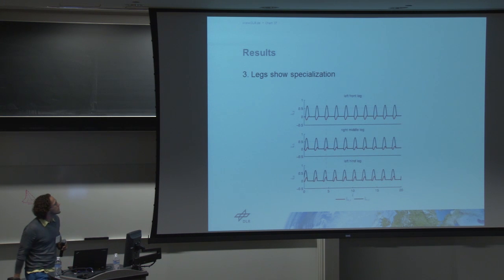Another thing is we observe leg specialization that has been shown for insects too. So this means each leg does a different thing. So they all support the body weight, but the front legs mainly brake in the horizontal direction. The hind legs mainly accelerate the model in the horizontal direction, while the middle legs do both.